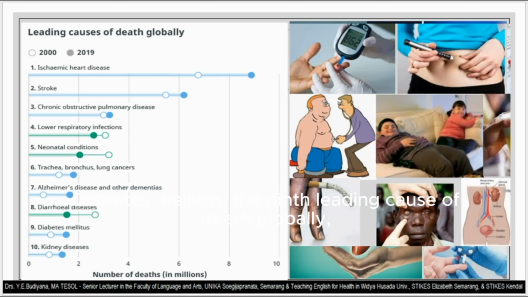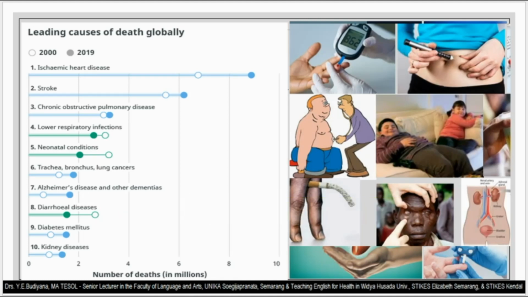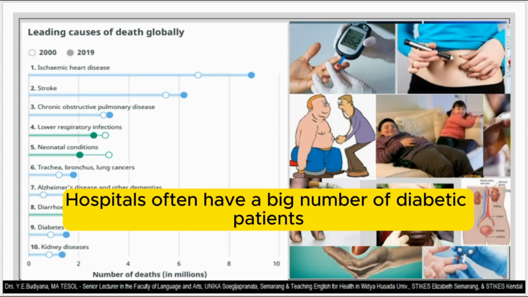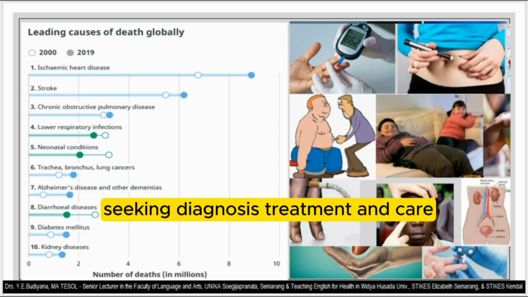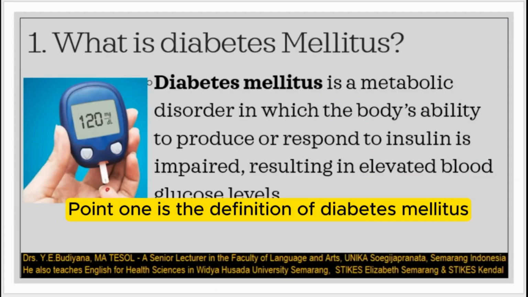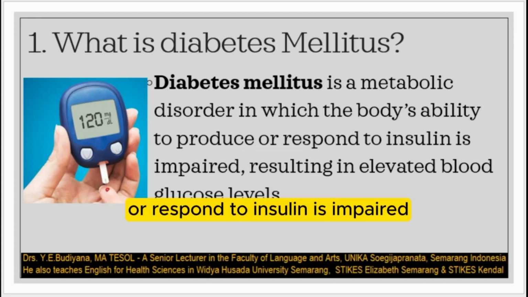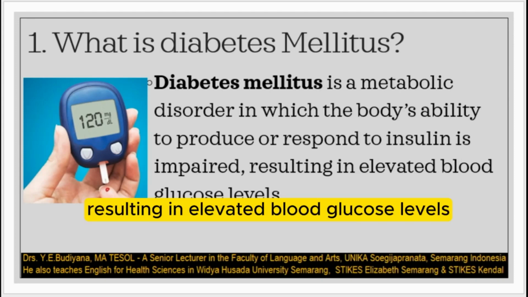Diabetes mellitus, the 9th leading cause of death globally, is connected to the hospital load. Hospitals often have a big number of diabetic patients seeking diagnosis, treatment, and care. Point 1 is the definition of diabetes mellitus. Diabetes mellitus is defined as a metabolic disorder in which the body's ability to produce or respond to insulin is impaired, resulting in elevated blood glucose levels.